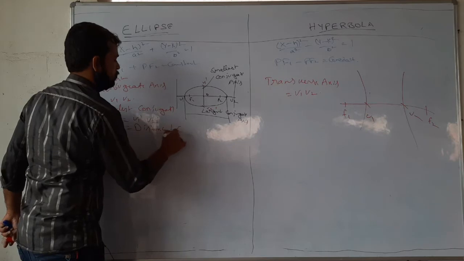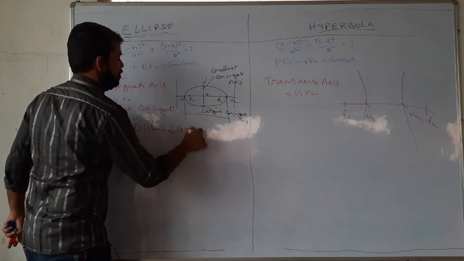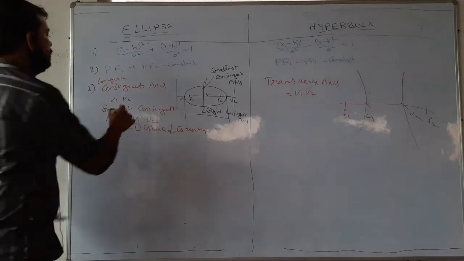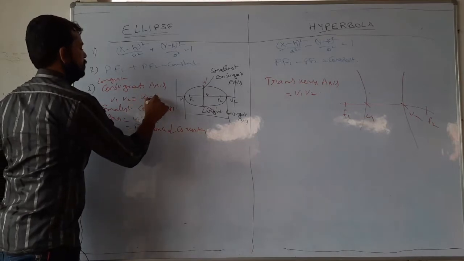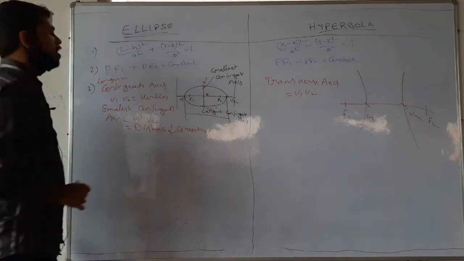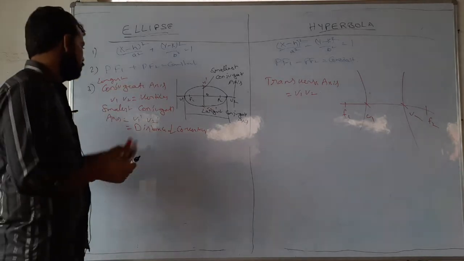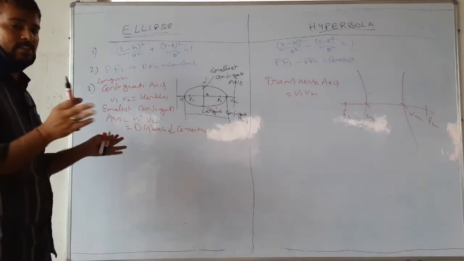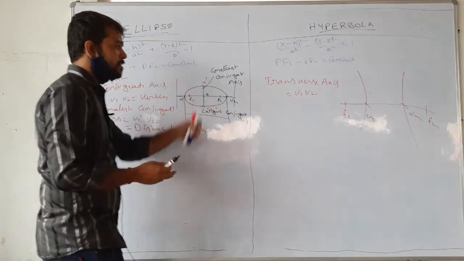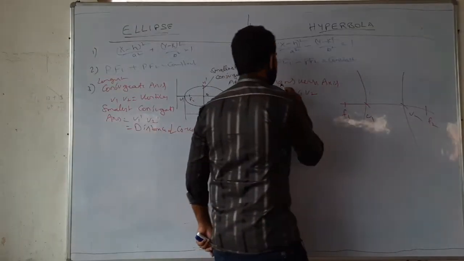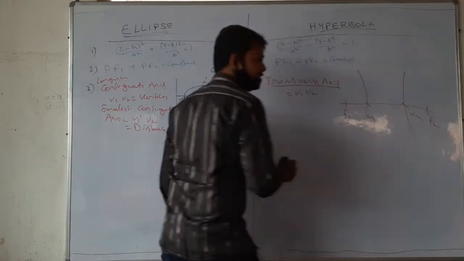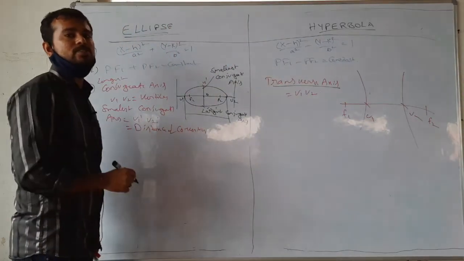Distance of co-vertices, and the distance of vertices will be largest conjugate axis. Okay, so now here there are no conjugate axis. Conjugate axis concept is not there in hyperbola. There is only one axis, one and only axis, and that is called the transverse axis.